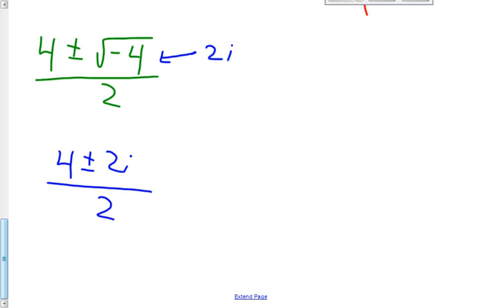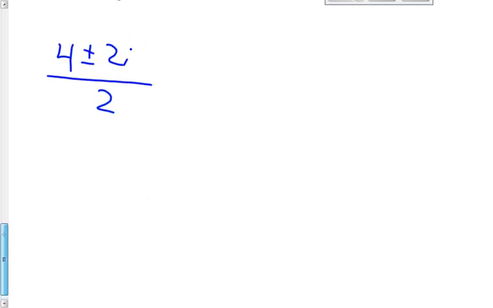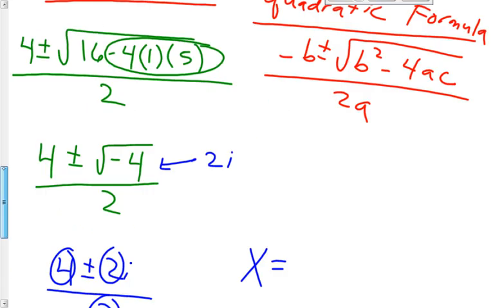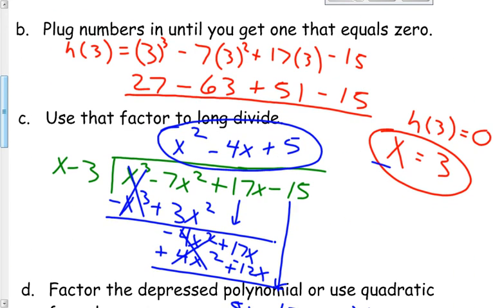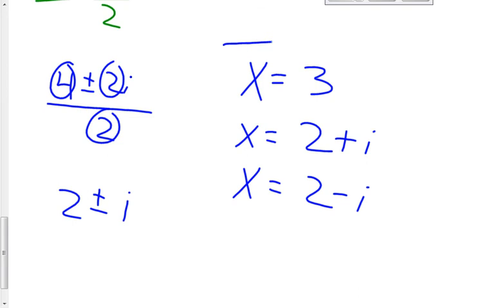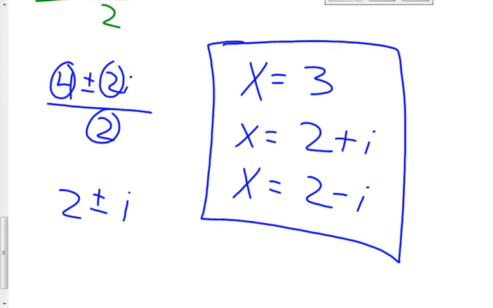We can take out a greatest common factor, or we can reduce all of these coefficients. You can take a 2 out. So we have 2 plus or minus 1i, or 2 plus or minus i over 1. So we have 3 zeros, or roots. Those are x equals 3, which we found up top, and then our other 2 are x equals 2 plus i, and x equals 2 minus i. 3 answers, and there they are right there.